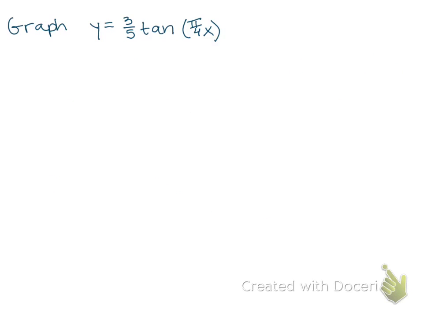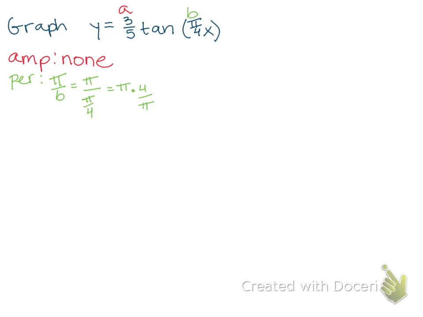Alright, first example. Graph y equals 3 over 5 tangent pi over 4x. There's my A, there's my B, my C is 0. So the amplitude is none. The period is pi over b, so that's pi over 4. Remember, when you're dividing by a fraction, you flip the bottom and you multiply. So this is pi times 4 over pi. My pi's are going to cancel out, so that just leaves me with 4. The middle is at 0.